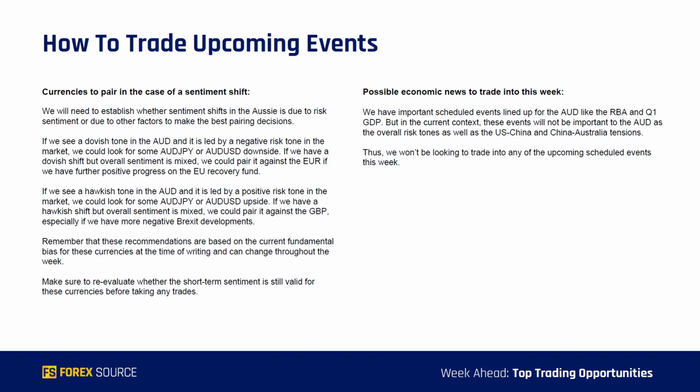If we have a hawkish tone in the Aussie and it is led by a positive risk tone, we could look for some Aussie yen and Aussie dollar upside. If we have a hawkish shift but the overall market sentiment is mixed, we could pair it against the pound, especially if we have more negative Brexit developments. Remember that these recommendations are obviously based on the current fundamental bias for these currencies and can change throughout the week, so make sure to reevaluate whether the short-term sentiment is still valid for these currencies before taking any trades.